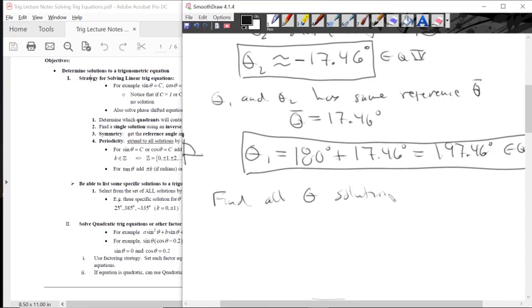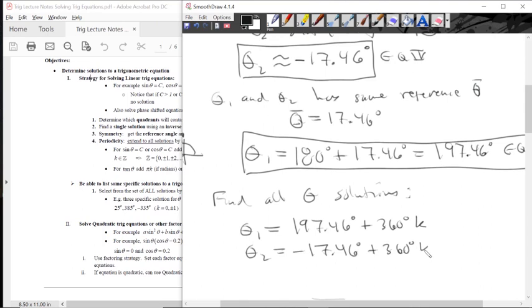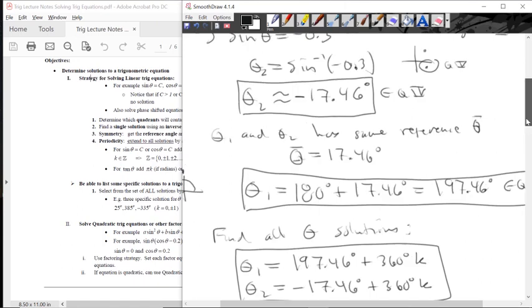Find all theta solutions. So the set of theta 1 values would be 197.46 degrees plus 360 degrees times k. And theta 2 would be, we can use the negative 17.46 degrees, which was a representative. We weren't told it had to be positive in the instructions, so we can use that, and then add 360 degrees times k. So these would be values of theta that would satisfy the equation that has theta in it.